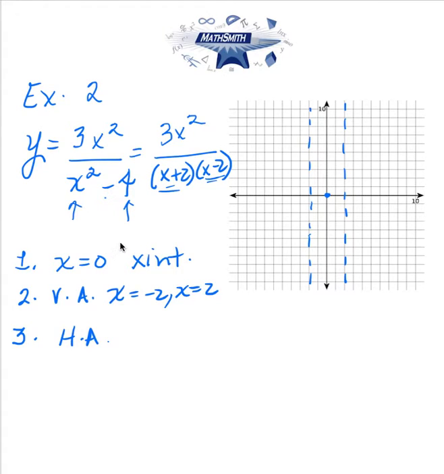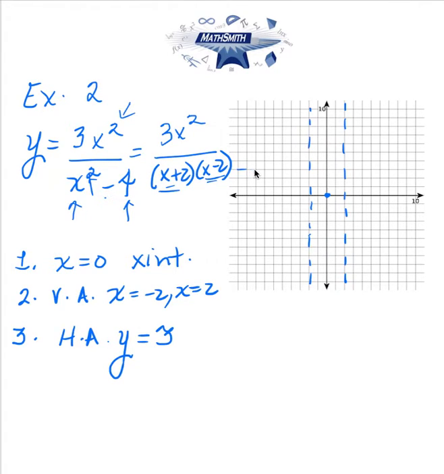All right, now let's see, do we have any horizontal asymptotes? The degree here is 2. The degree here is 2. So the highest degree is 2. So what is the horizontal asymptote? Well, it's going to be the ratio of the leading coefficients, right? The leading coefficients are 3 over 1, so I'm going to have a horizontal asymptote at y equals 3 over 1, or 3.